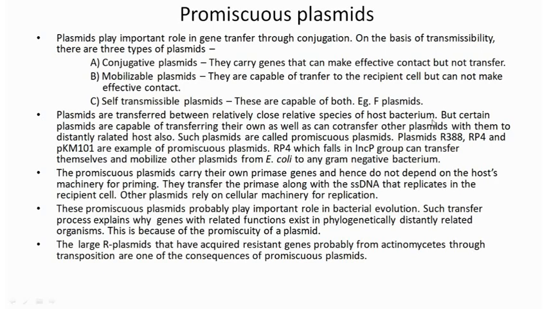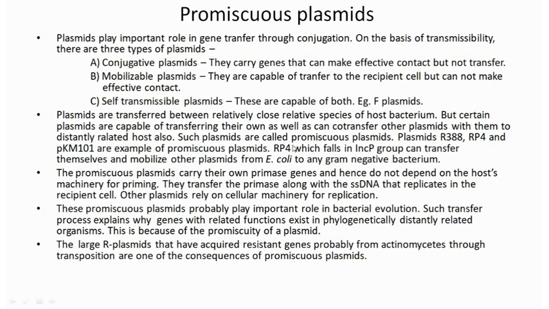Plasmids are transferred between relatively close relative species of host bacterium. That is also true that one plasmid will be transferred to the other bacterium. That bacterium will be either of the same species or strain or a very related bacterium. This is what commonly happens, but certain plasmids are capable of transferring their own as well as co-transferring other plasmids with them to a distantly related host bacterium.